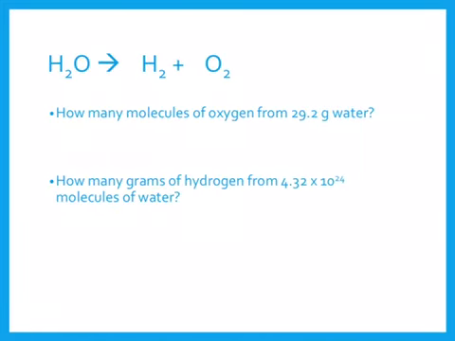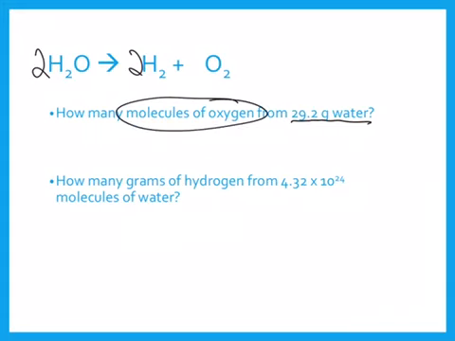So let's do some example problems. Of course, you always have to start with a balanced chemical reaction, 2 waters, 2 hydrogens, and 1 oxygen. Underline what I'm given. So I'm given 29.2 grams of water. It's asking me to go to molecules of oxygen. Process is always going to be the same. Write down what you're given, and then immediately cancel that unit. You get grams off the periodic table. Water is going to be 18.02.